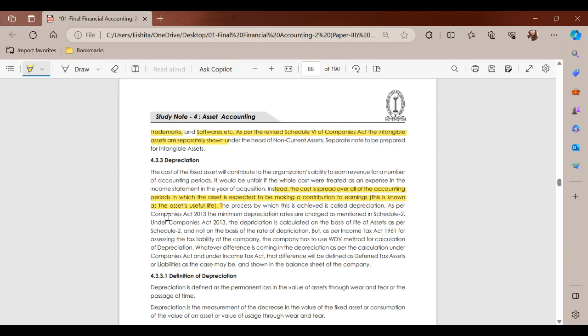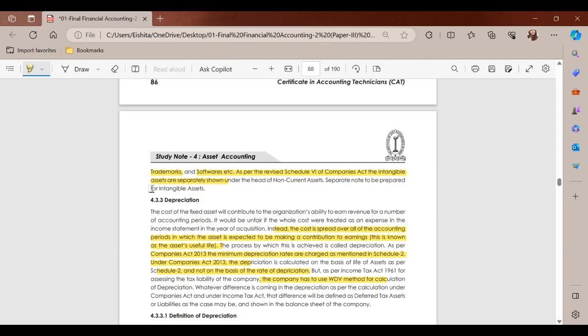As per the Companies Act, the minimum rates are charged as mentioned in Schedule 2 of the Companies Act 2013. The depreciation is calculated on the basis of the life of the asset as per Schedule 2 and not on the basis of rates. But as per the Income Tax Act, for assessing the liability the company has to use the WDV method of calculation. So there might be a question of what is permitted in income tax and what is permitted in the Companies Act. So I'm writing it down for you.